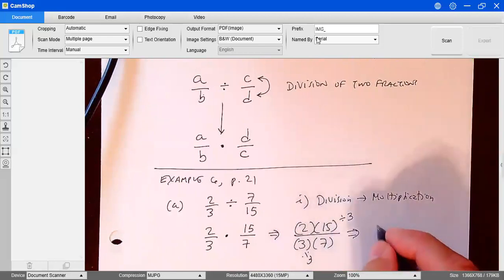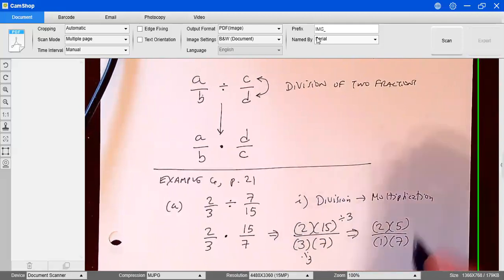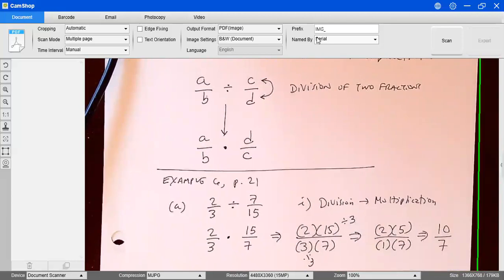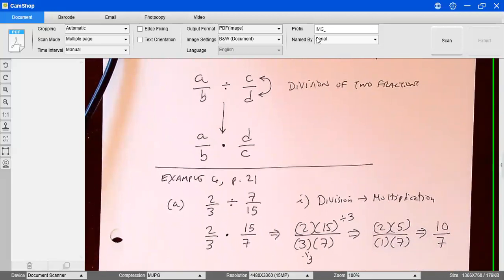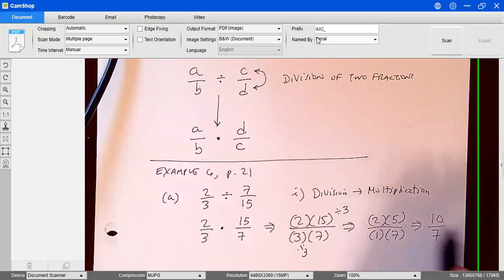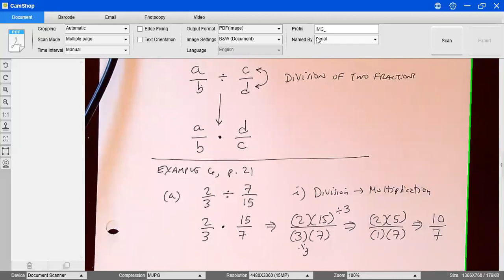So that means that you can write this as 2 times 5, and 3 divided by 3 is going to be 1, times 7. So 15 divided by 3 is 5. The other two numbers don't have any common factors, so we end this process by writing 10 over 7. Again, this is an improper fraction. You should convert it into a mixed number if you want to get the final answer that your book might have. Otherwise, that is the final answer for us, because when you use variables, converting into a mixed number has no meaning at all for us.